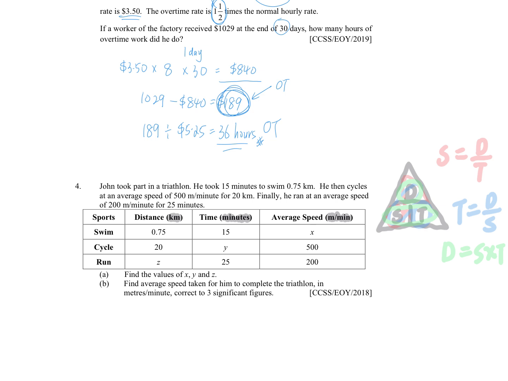Cannot see properly, right? S is D over T. T is D over S. And D is S times T. So this one y'all must know. If not, your calculation will be wrong.